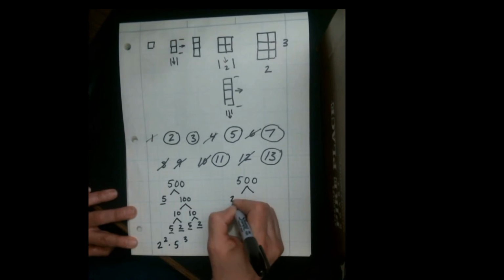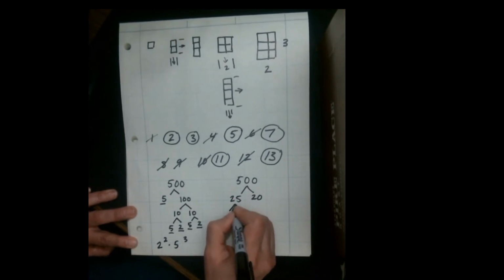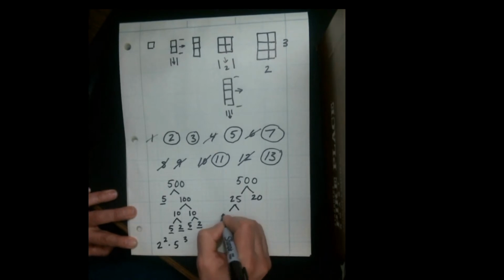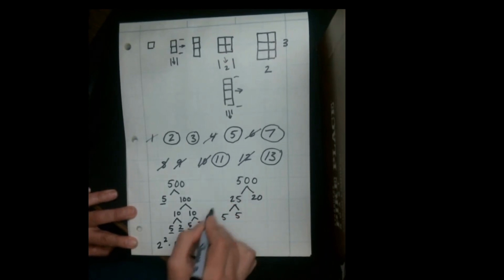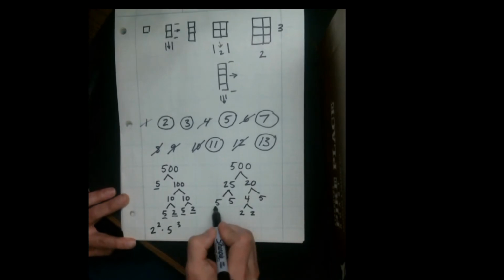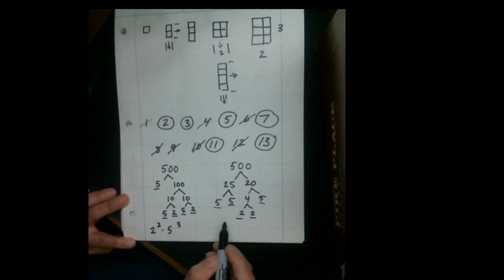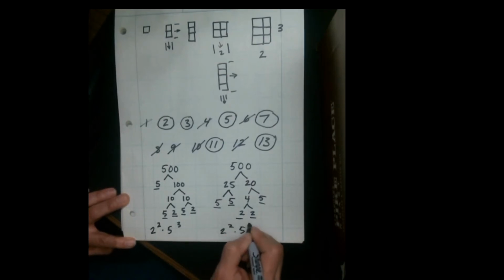So 25 times 20 is also 500. 25 is 5 times 5. So now this branch is done. And if we go all the way down, we're going to see that even though I got there with different branches, I still have two 2's and 3 5's.